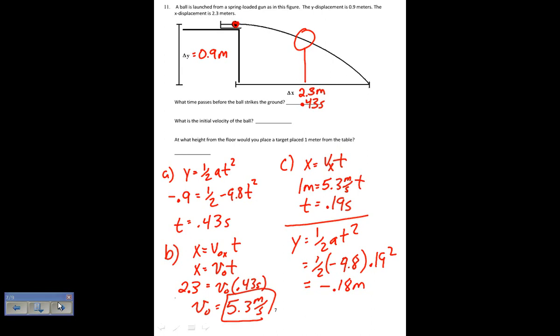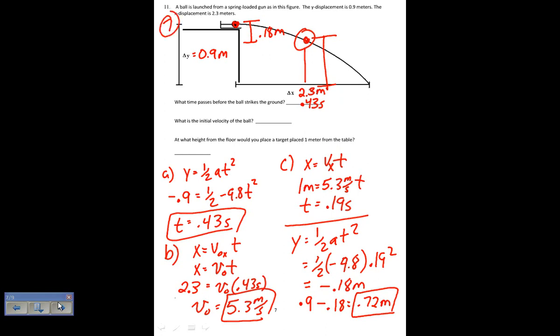That means that from here to here, the ball drops 0.18 meters. All right, but I ask actually for this distance. So I say that this distance is 0.9, which is the initial y position, minus 0.18, which is 0.72 meters, or 72 centimeters. I'd take either. All right. Those are the three answers. This one was worth 7 points.